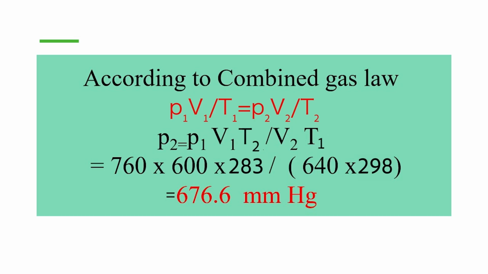In this case, which equation do we have to use? Yes, the combined gas equation, that is P1 V1 by T1 is equal to P2 V2 by T2. We can substitute the values in this equation and then find the value of P2, and the value is 676.6 millimeters of mercury. I think you all understood this combined gas equation and how we can solve a problem related to it.